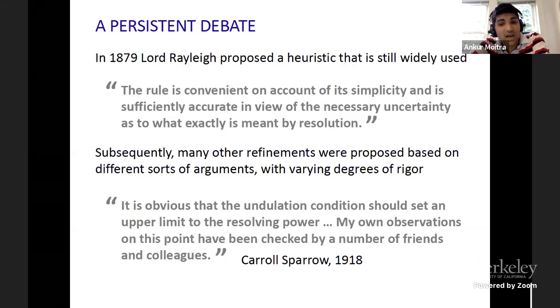In fact, he goes on to say, to give a proof in his own way, that my own observations on this point have been checked by a number of colleagues, friends and colleagues. So that's his argument: if you can't see that this is the true diffraction limit, then everyone else can see it, my colleagues and my friends.